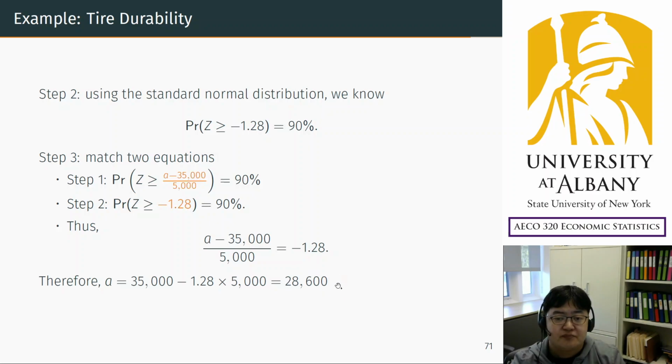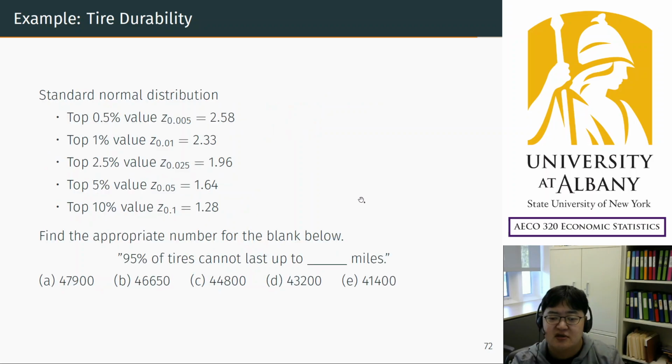I colored it. So you are equating these two terms to have this. Okay, now it's your exercise. It's a little bit more tricky. Now consider, suppose that in a safety reference, you have to warn that drivers should not drive on a tire with too many mileages. So suppose that you want to say 95% of tires cannot last up to a number of miles, A miles. What is the appropriate number in this blank?